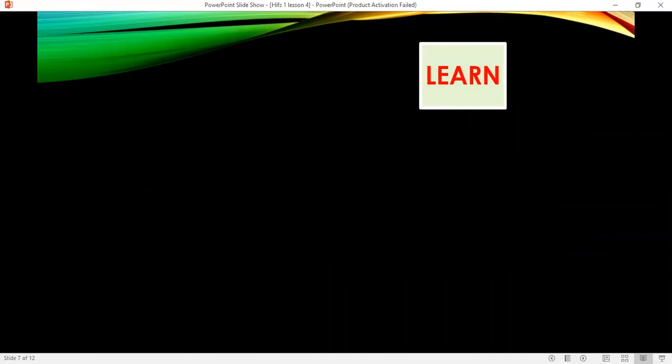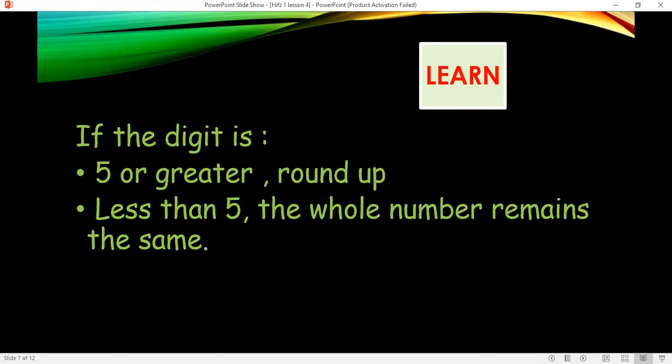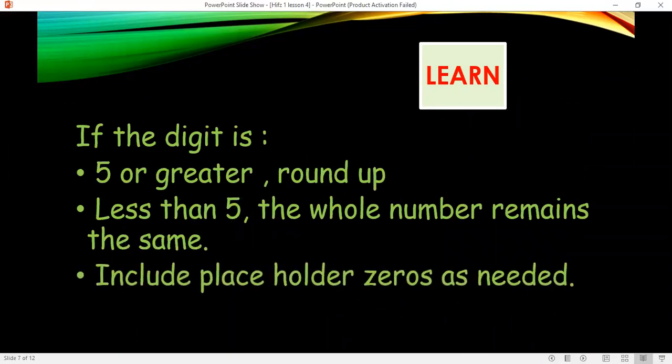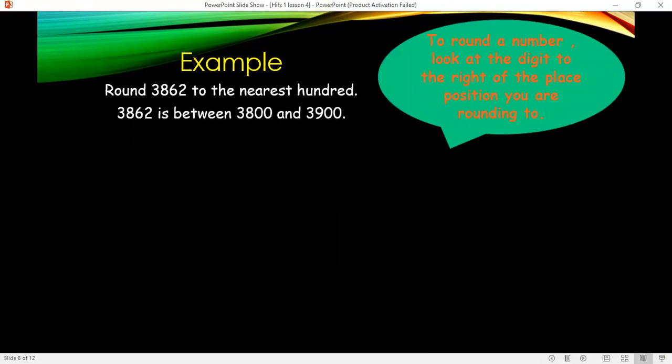A few important points that you must know before rounding up or down. If the digit is 5 or greater than 5, we will round up and add 1 to the previous digit. If it is less than 5, the whole number remains the same. And include placeholder zeros as needed. How are you going to do all this? We will learn this through examples. The key point is here. We will refer to it later.